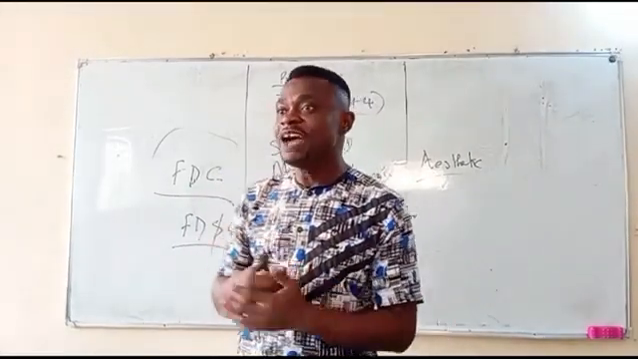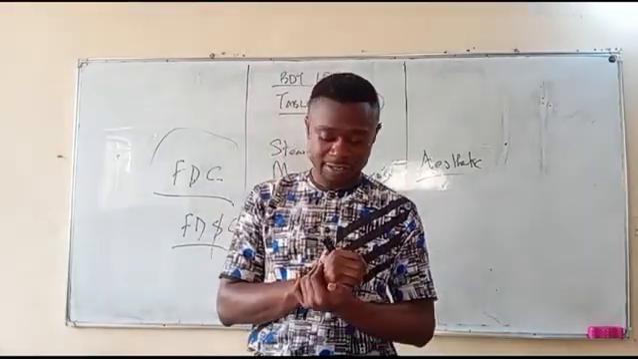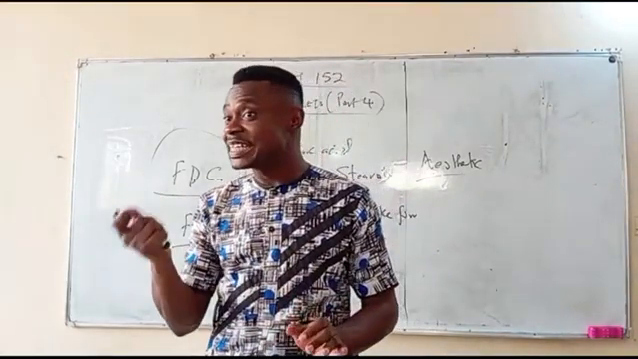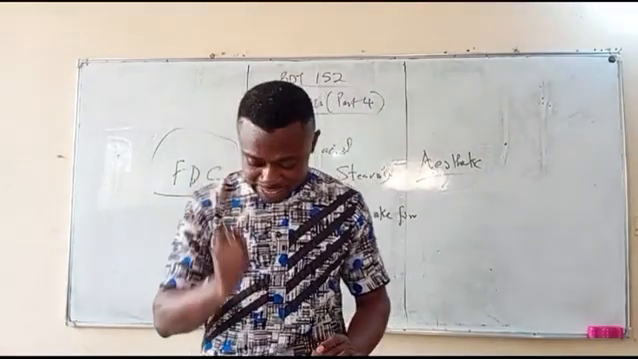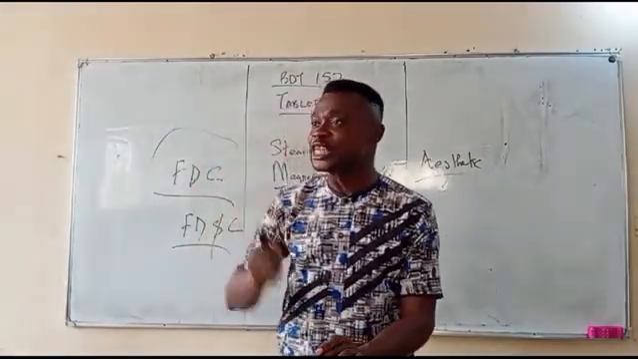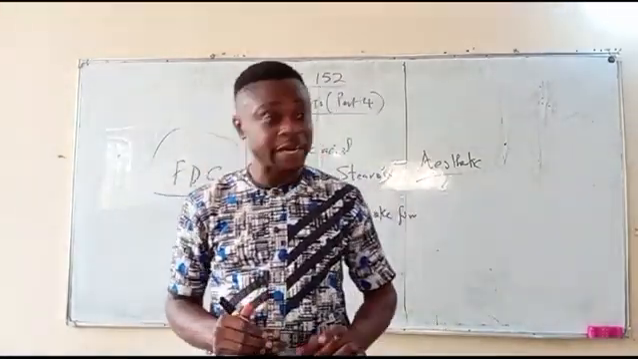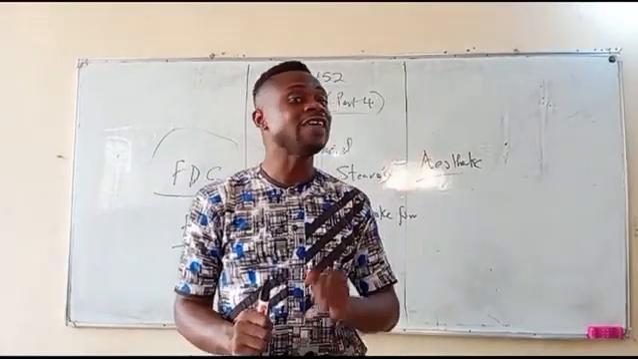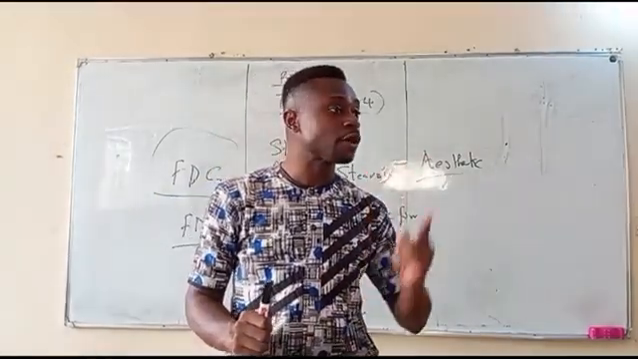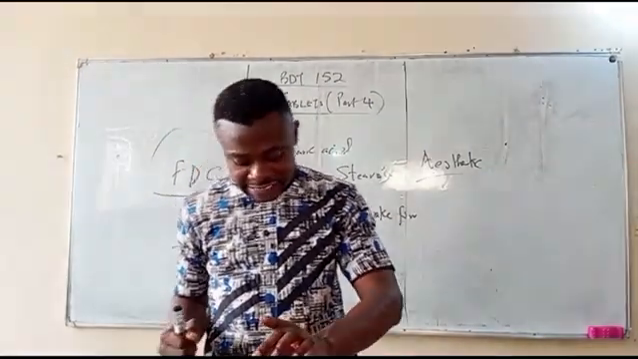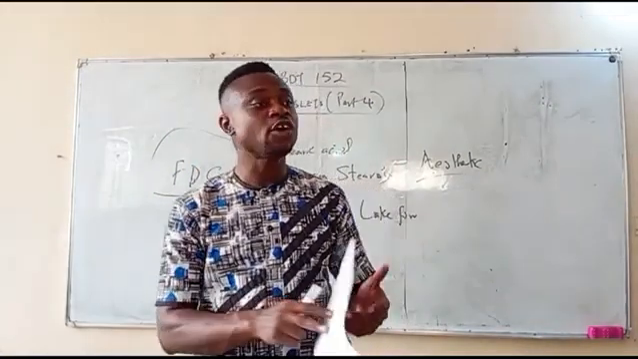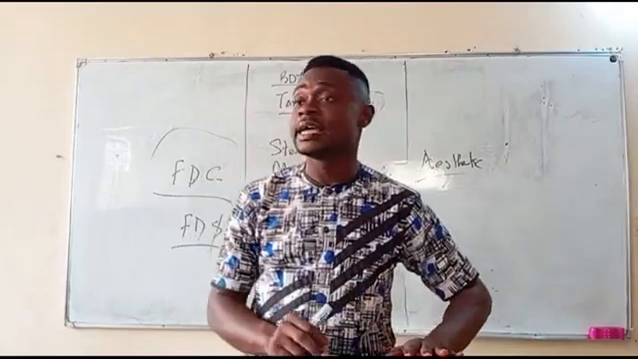Then we have F, D, and C green 3, which is fast green. F, D, and C blue 1 is brilliant blue, while F, D, and C blue 2 is indigo carmine.